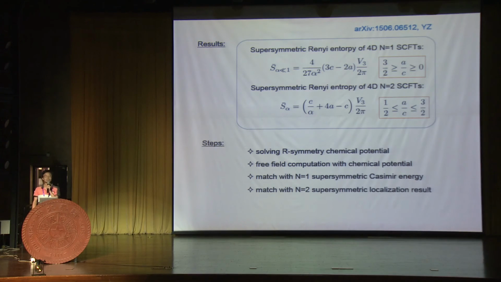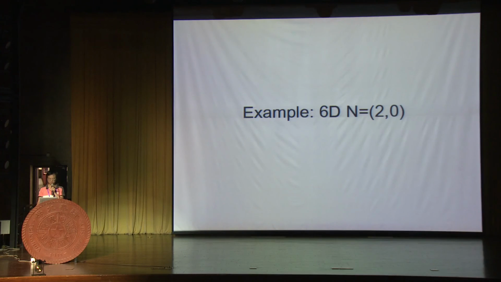So imposing the inequalities, one can get a non-trivial bound for this a over c, both for n=1 and n=2. As you can see, this is not as tight as the Hofman-Maldacena bound, so it would be interesting to impose more entropy inequalities to get the full Hofman-Maldacena bounds.